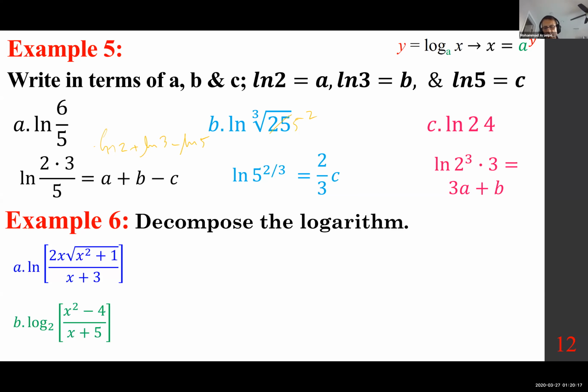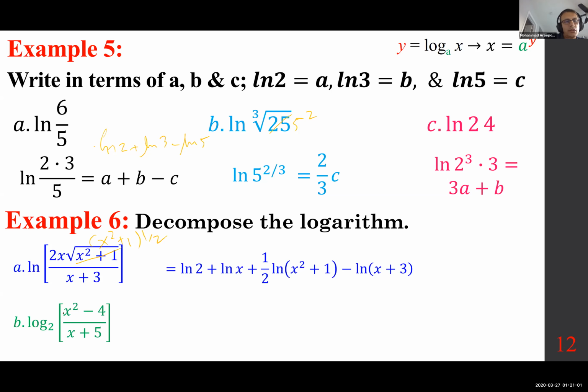All right. The first one is ln of the top minus ln of the bottom. And the top has 2 and x, and square root of x squared plus 1, which is the same as x squared plus 1 to the power of 1/2. So I hope you see you're dealing with the complete decomposition here. So ln of the top is ln of 2 plus ln x plus 1/2 ln of x squared plus 1. And the bottom, there's not much we can do, minus ln of x plus 3.